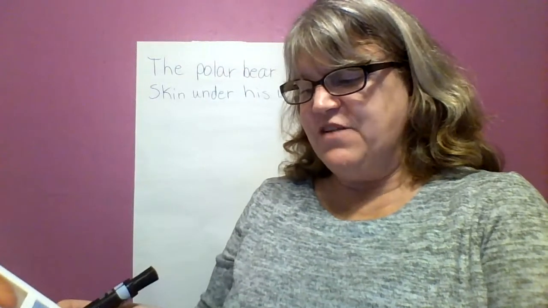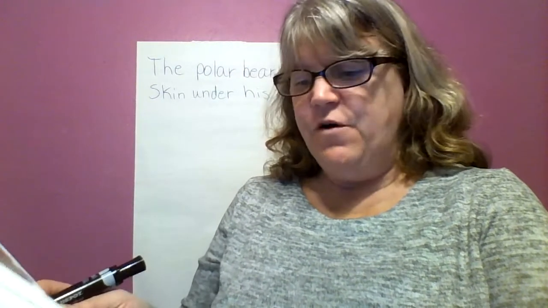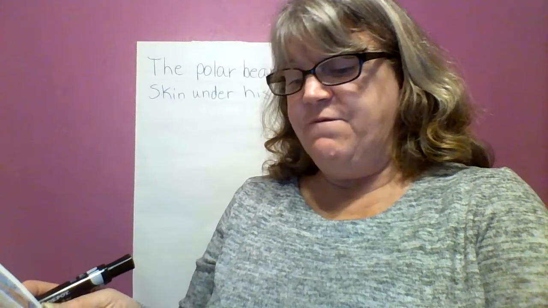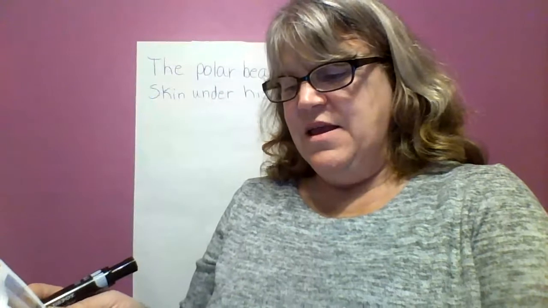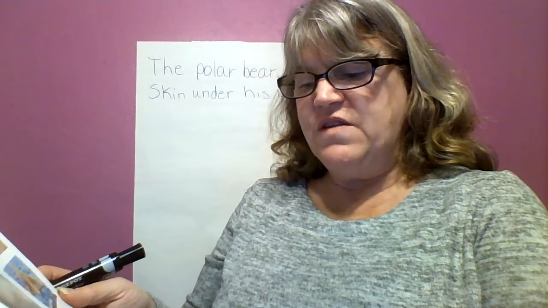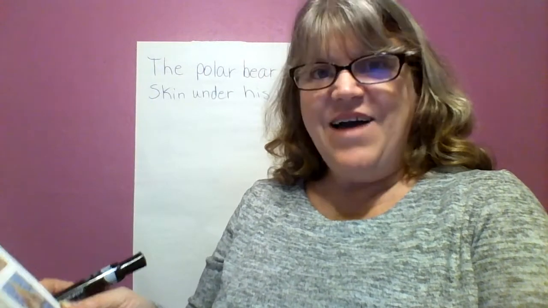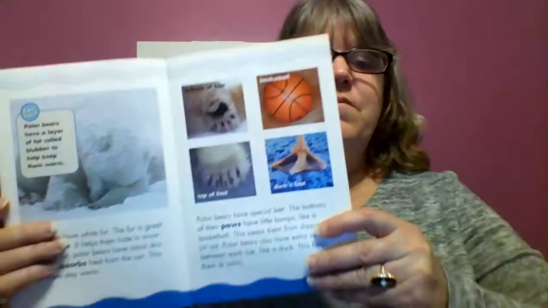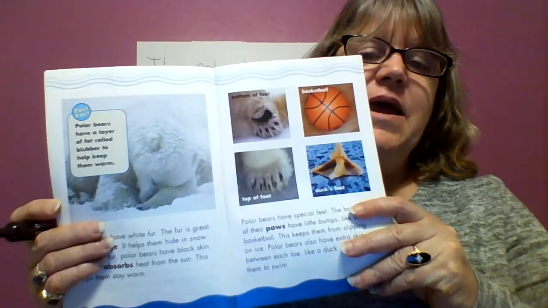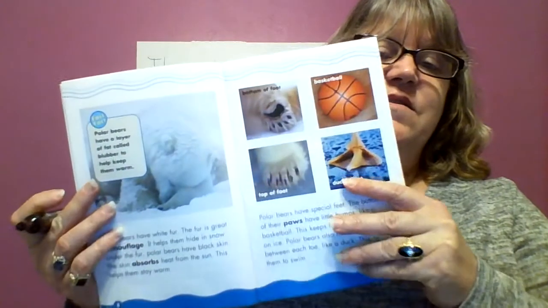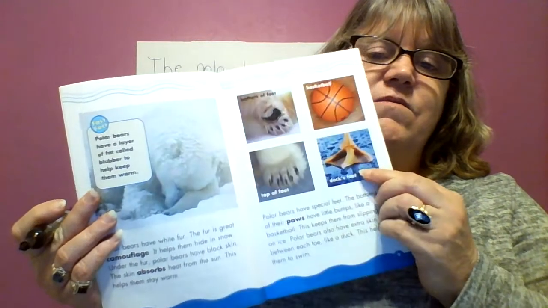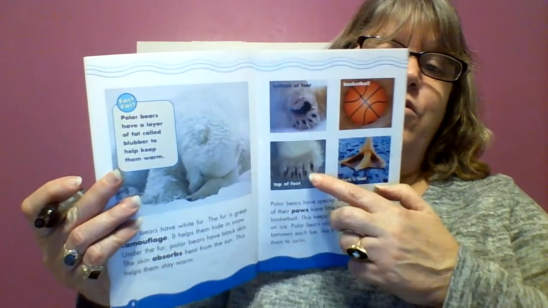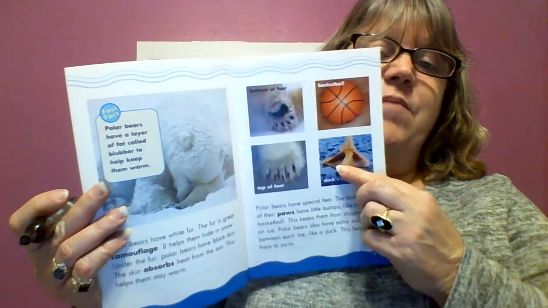Polar bears have special feet. The bottoms of their paws have little bumps like a basketball. This keeps them from slipping on ice. Polar bears also have extra skin between each toe, like a duck. This helps them to swim. And it shows me some pictures. Okay? It shows what a duck's webbed feet look like and compares the polar bear's paw to that webbed foot.